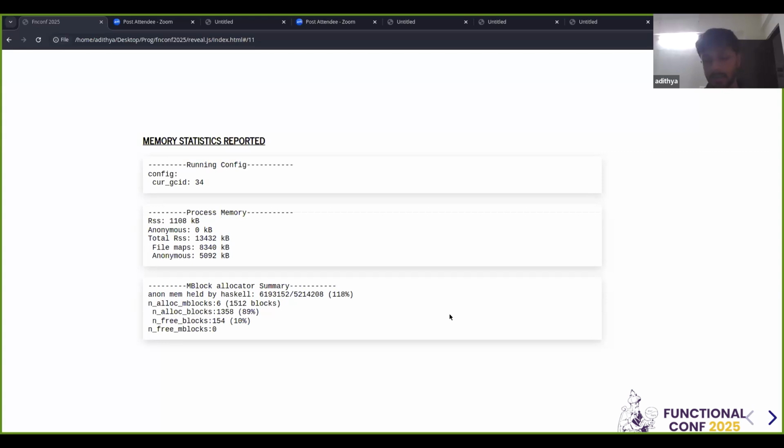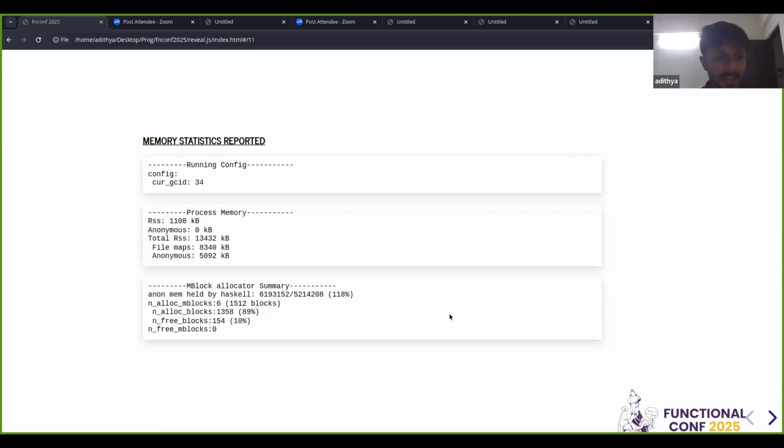And the RSS, the resident memory, is further divided into two parts. So you have the file maps. There's not a lot you can do about the file maps, so we'll ignore that. And the anonymous memory. The anonymous memory is interesting, right? The anonymous memory basically has everything other than the file maps, right? So it has the C heap, the program, any foreign allocations, and the Haskell heap, which is the most interesting part. And in any Haskell application, most of this anonymous memory is basically Haskell heap, right?